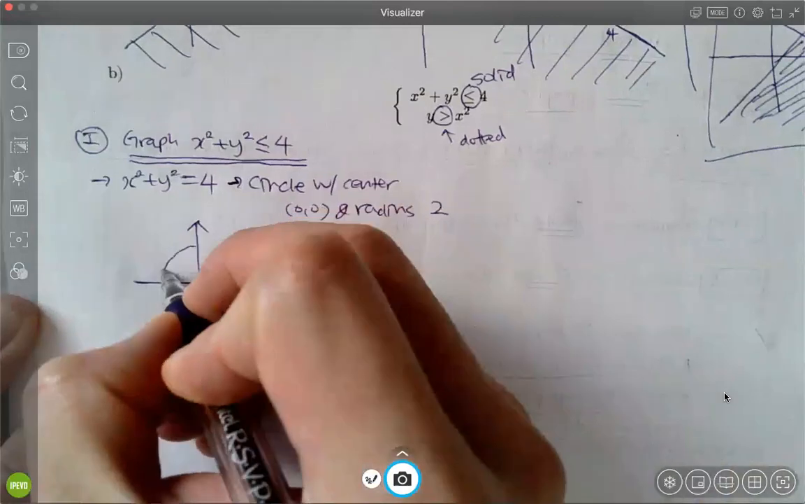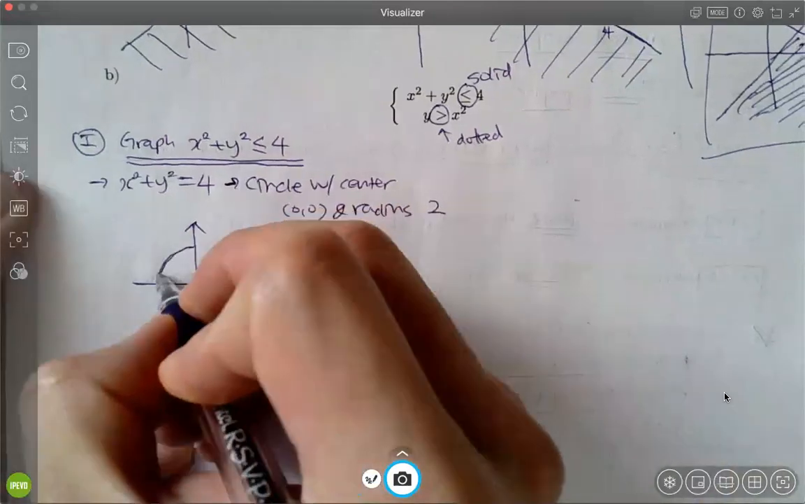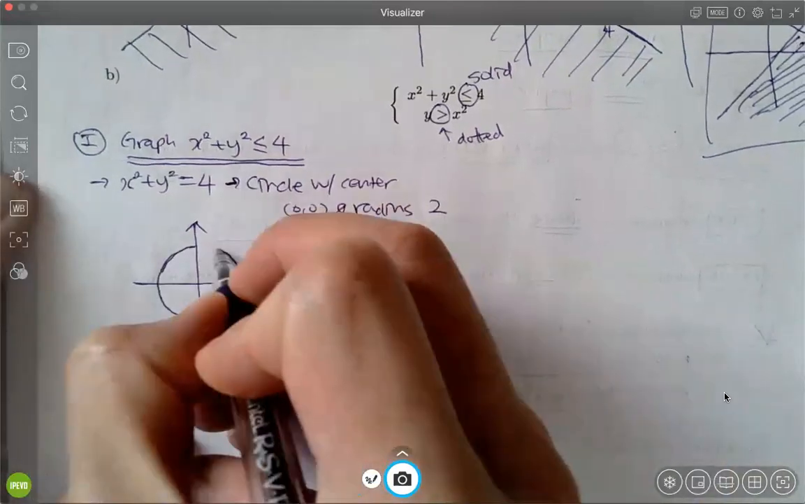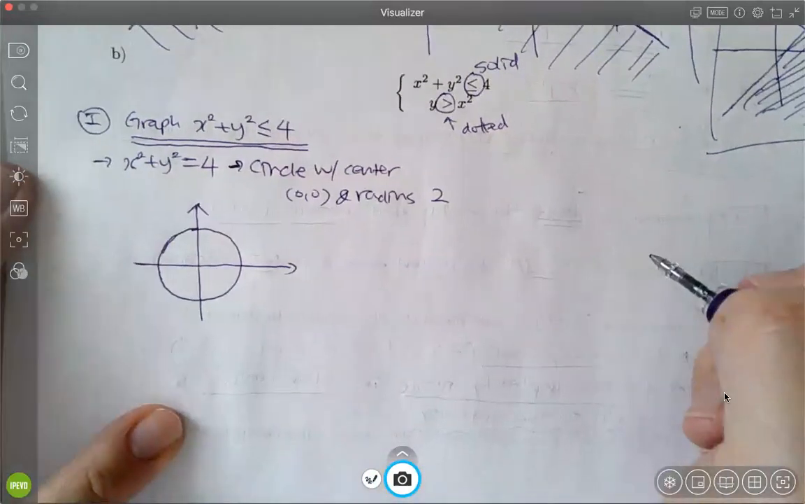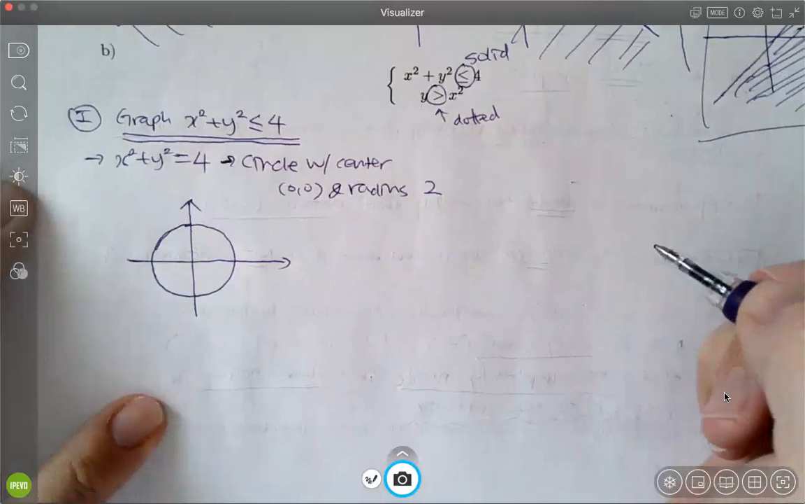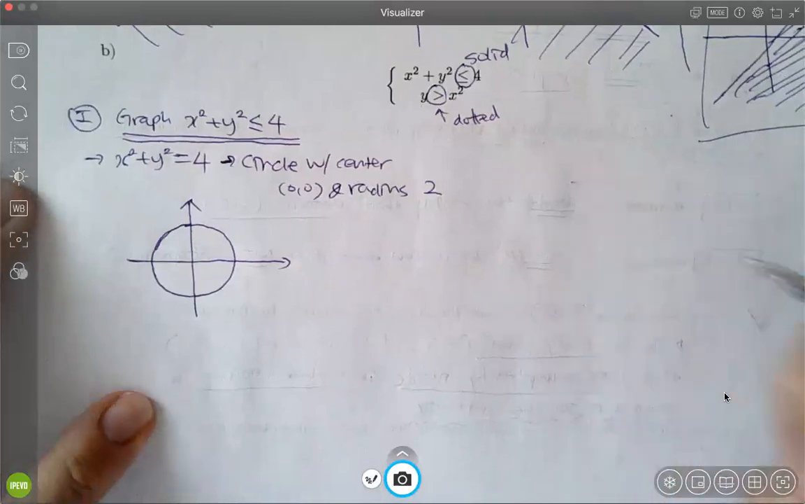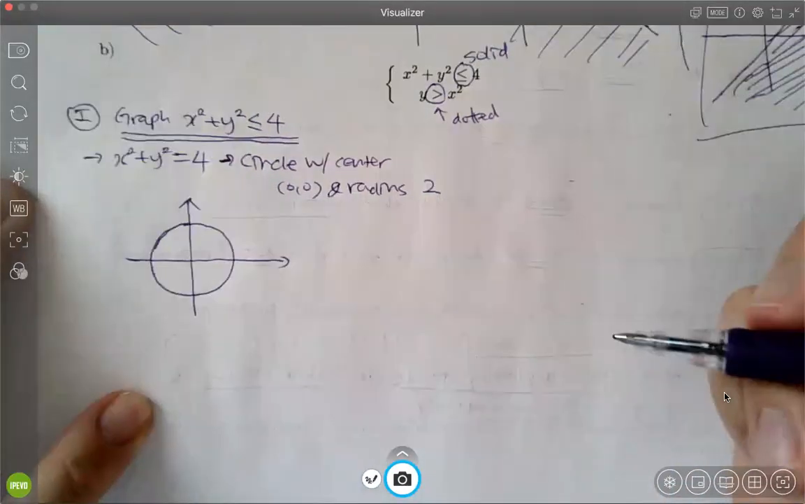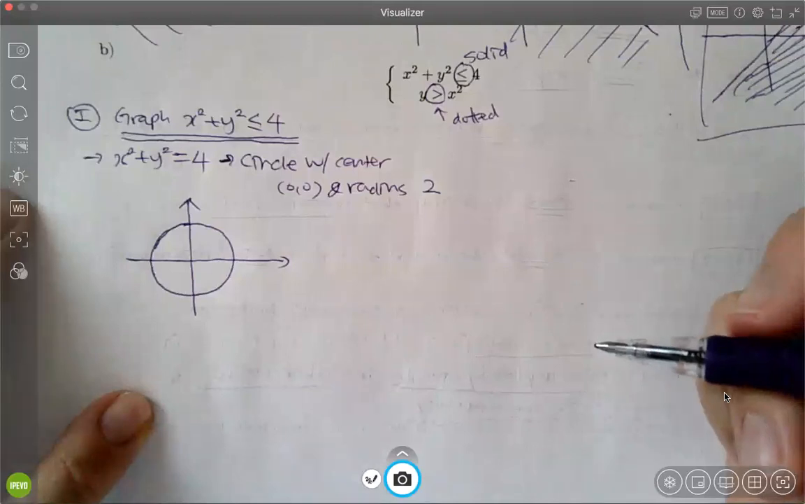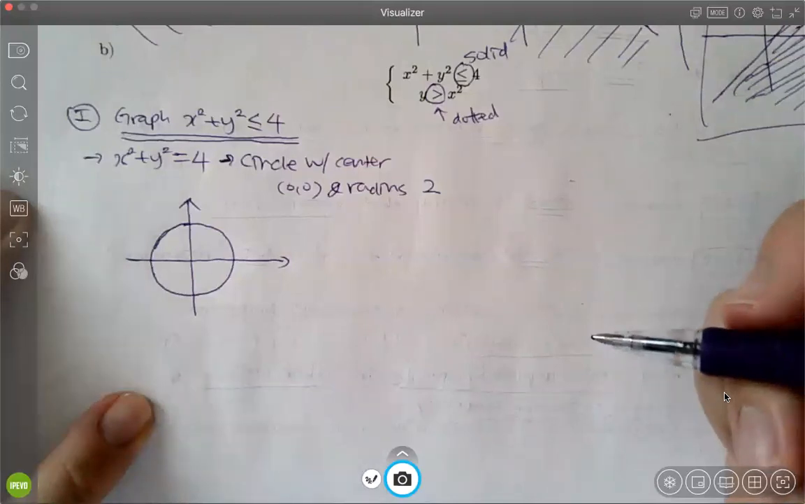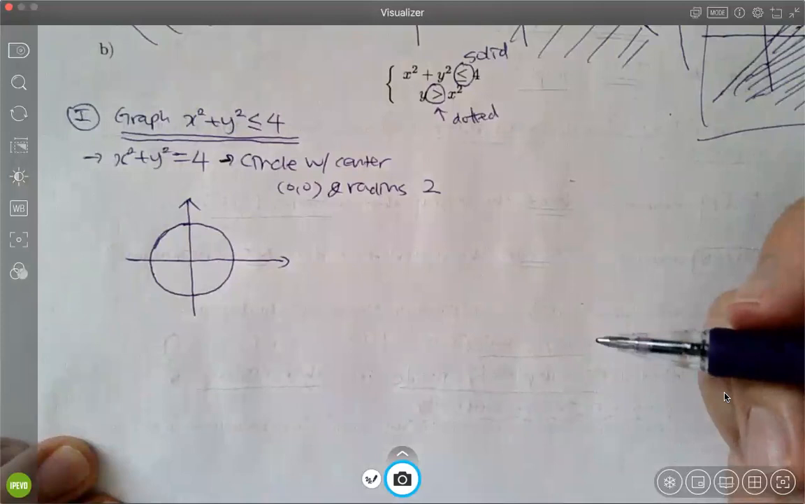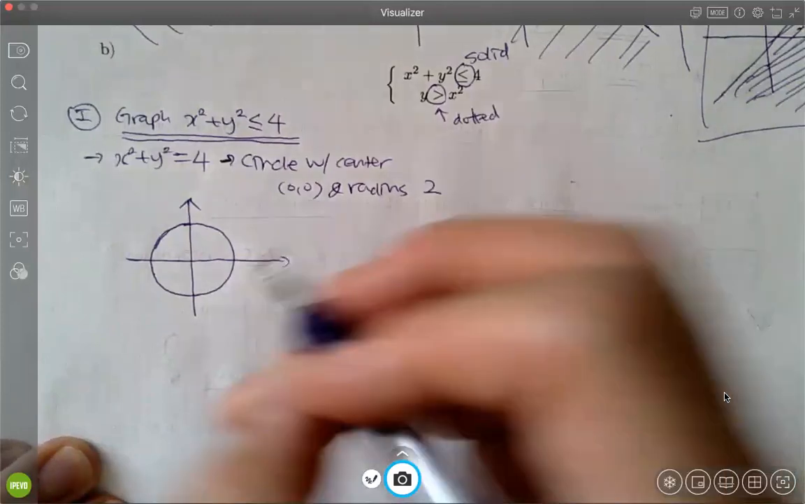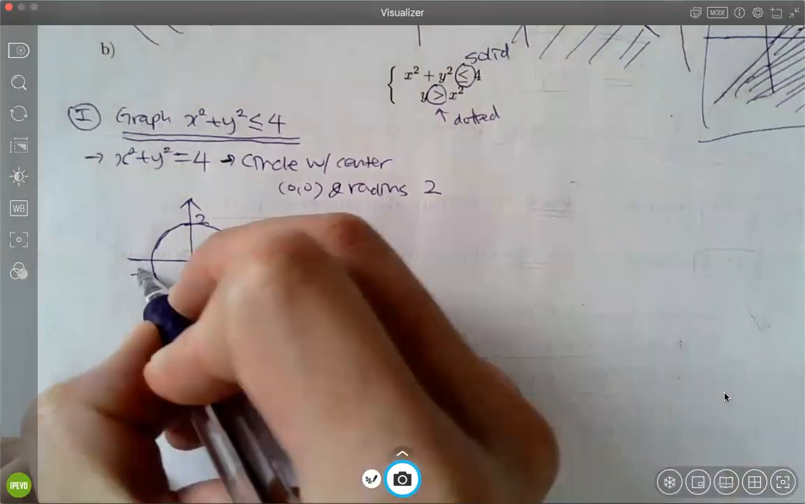Something like this, right? Oh my goodness, that's a perfect circle. I'm impressed with myself. I'm not a computer, but I think that's one of the most perfect circles that I've ever drawn. Woohoo! Okay, so what does that mean? That's 2, that's 2, that's negative 2, and that's negative 2, right?